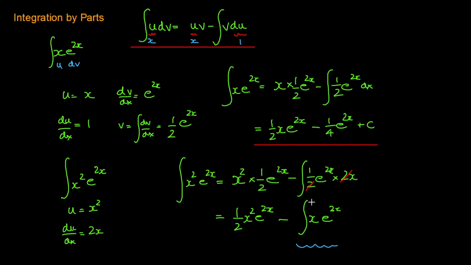We'd have to say this is a new u and this is a new dv, and apply the formula again. So you can see this process of going around the whole loop twice becomes very messy.